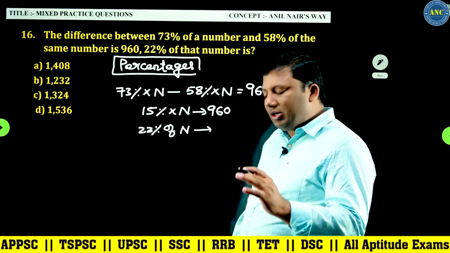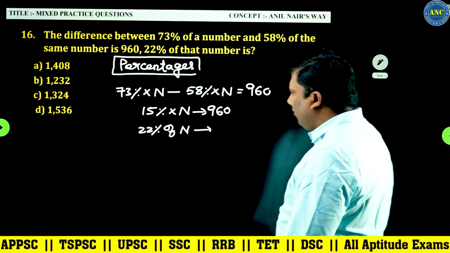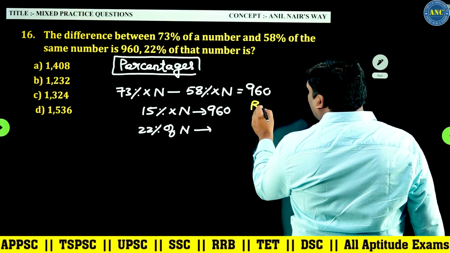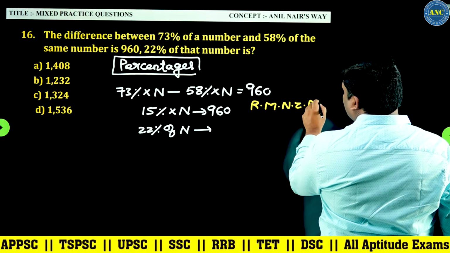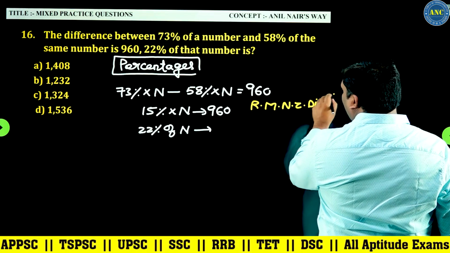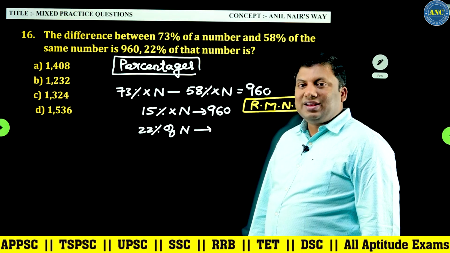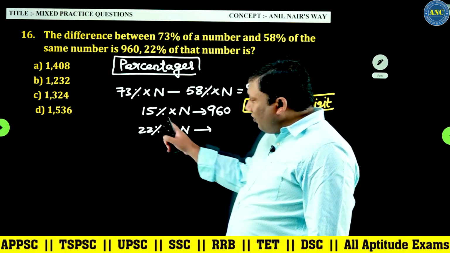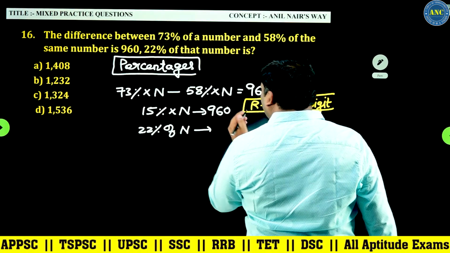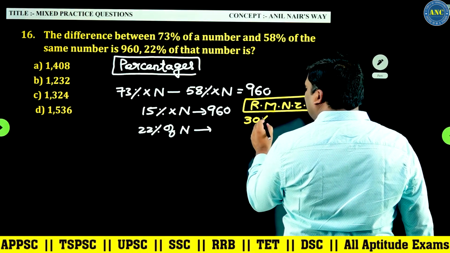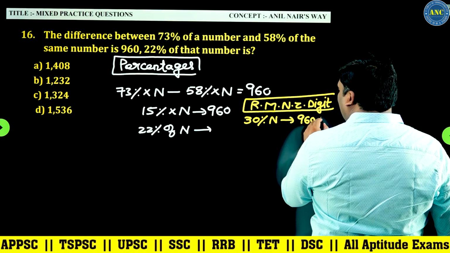Please do not get into any calculation. We will make use of the concept of rightmost non-zero digit. What is rightmost non-zero digit? Whenever you get a number which is ending with 5, multiply this entire line by 2. 15 2s are 30. 30 percentage of n is 960 into 2.